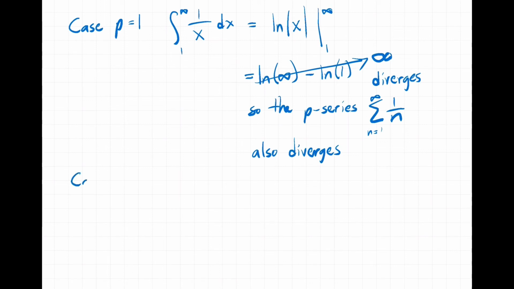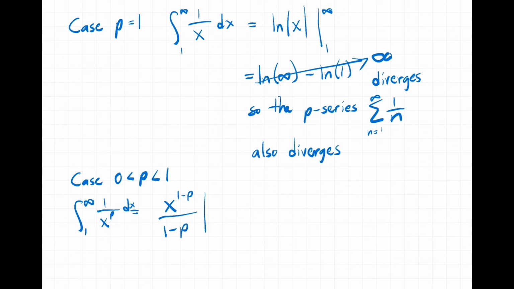What about the case where p is between 0 and 1? Well, then we know the integral from 1 to infinity of 1 over x to the p dx is giving us x to the 1 minus p. We raise the power by 1 and divide by the new power over 1 minus p, going from 1 to infinity. So let's actually do this properly, take a limit this time.